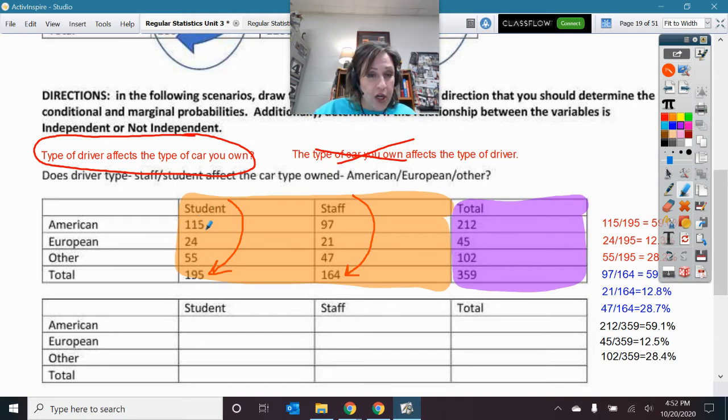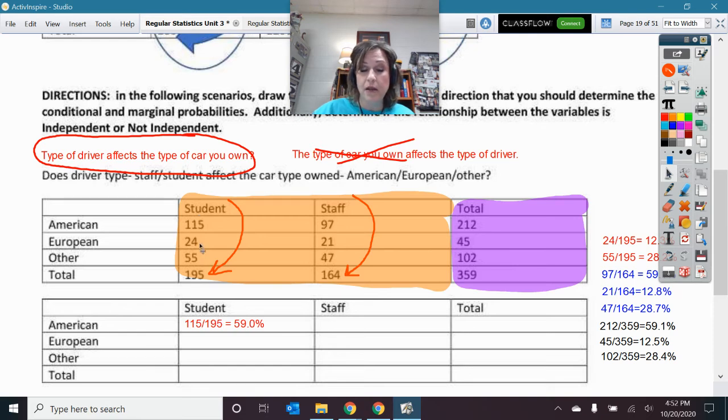So, conditional upon you being a student, what proportion own American cars? How do you do that fraction? Conditional upon you being one of the 195 students, what proportion are owning American cars? Here it is, 115 out of 195. That comes out to be like 58.97. So that made it round up to 59.0.